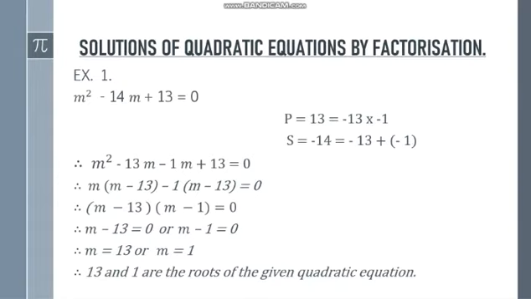So finally, for each and every sum we have to write the answer in words. So what we will get here? Therefore 13 and 1 are the roots of the given quadratic equation. Okay, is it clear to you?